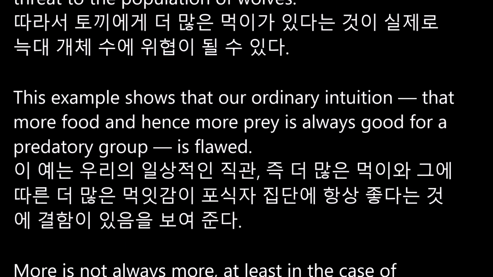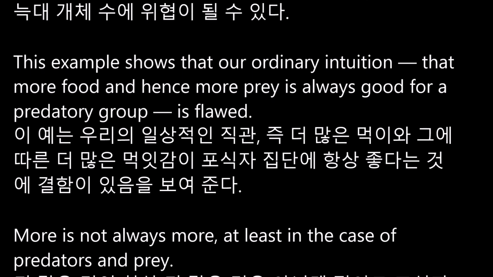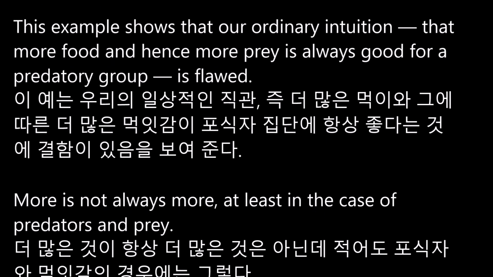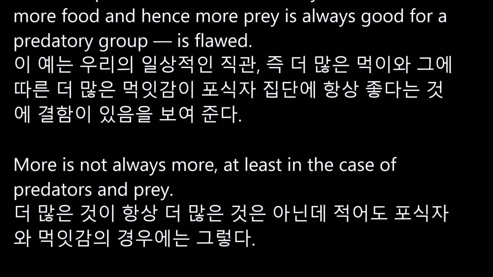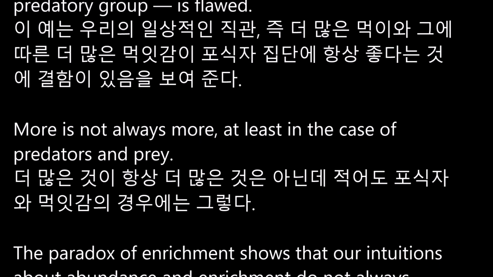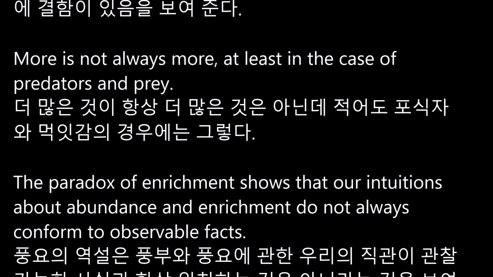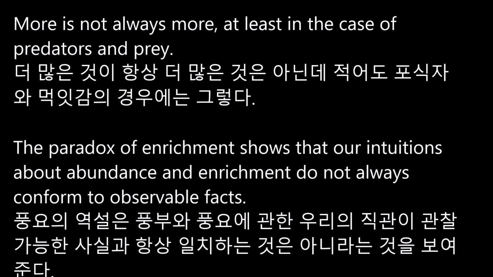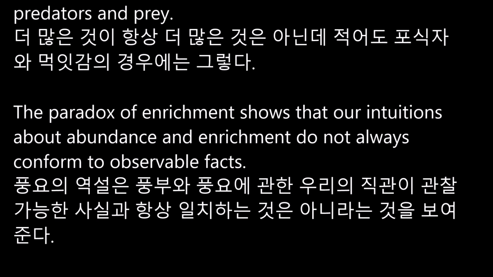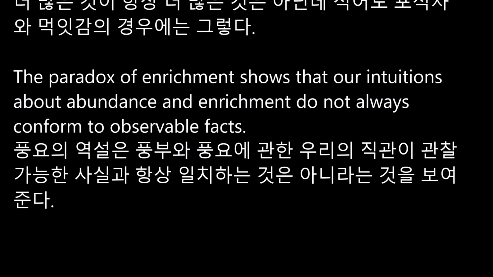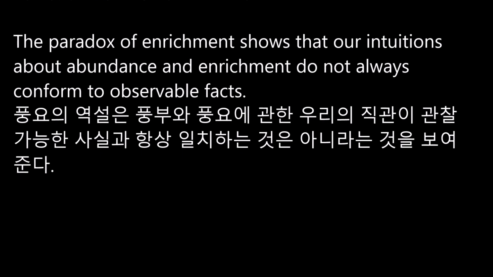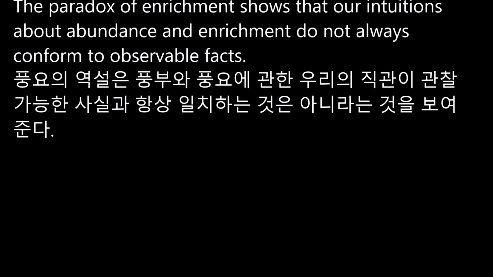This example shows that our ordinary intuition, that more food and hence more prey is always good for a predatory group, is flawed. More is not always more, at least in the case of predators and prey. The paradox of enrichment shows that our intuitions about abundance and enrichment do not always conform to observable facts.